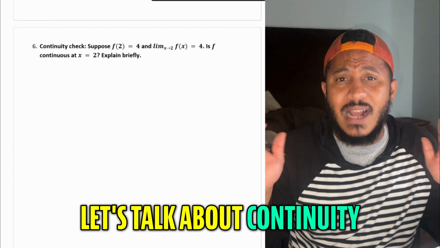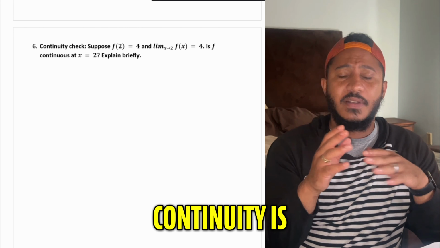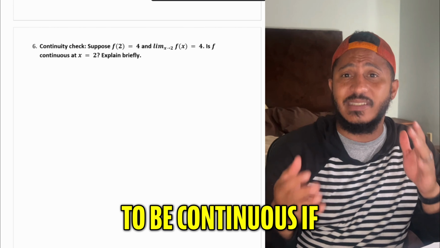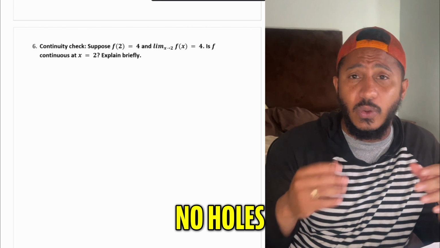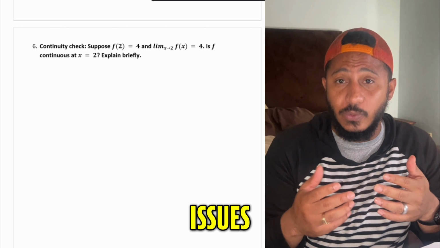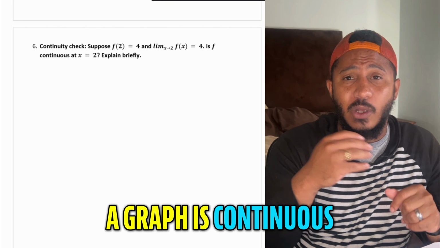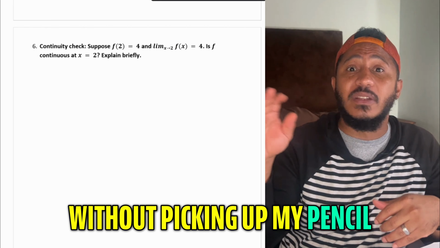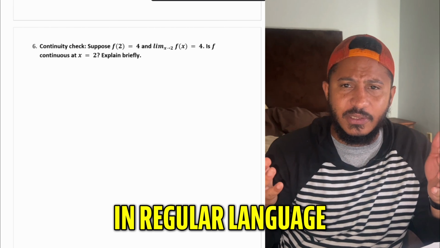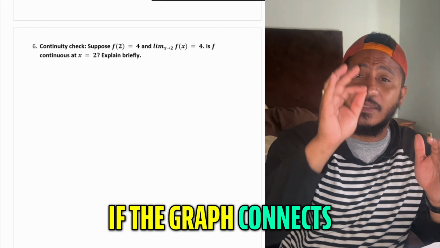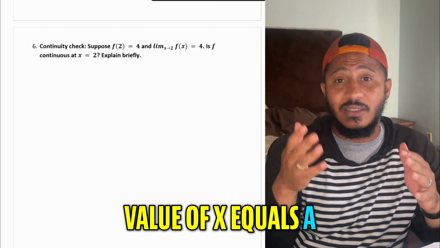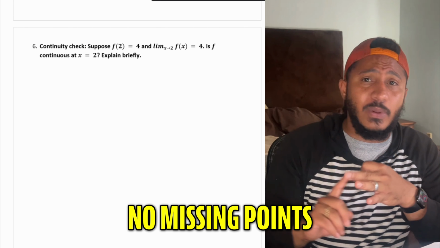So last part, let's talk about continuity. So what is continuity? A graph is said to be continuous if there are no breaks in the graph at all, no holes, no asymptotes, no issues, right? In other words, we would say a graph is continuous if I can draw it without picking up my pencil. In regular language, a function is continuous at x equals a if the graph connects smoothly at that value, x equals a. No holes, no jumps, no missing points, no asymptotes.